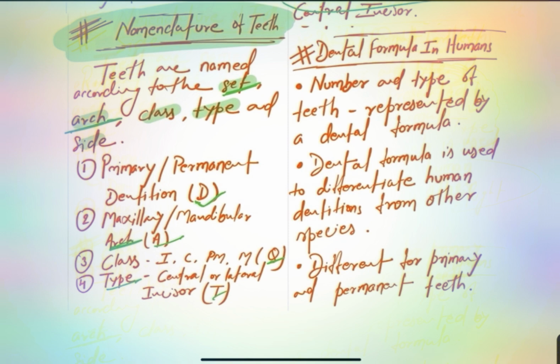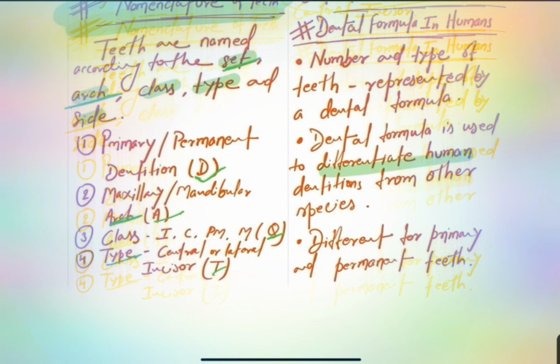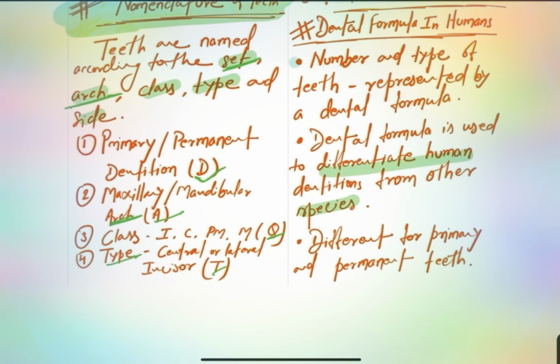And then the next topic is dental formula in humans. See, why do we need a dental formula in the case of humans? Actually, with the dental formula, we are able to differentiate human teeth from other species. Dental formula is used to differentiate human dentition from other species. And one more point here, the number and type of teeth are represented by the dental formula.